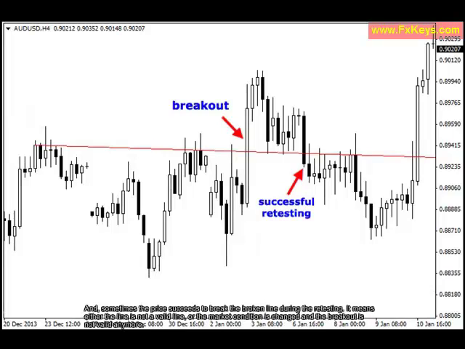And sometimes the price succeeds in breaking the broken line during the retesting. It means either the line is not a valid line, or the market condition has changed, and the breakout is not valid anymore. In this case, we'd better not enter the market, and wait for the next trade setup, of course, if we have not entered already.